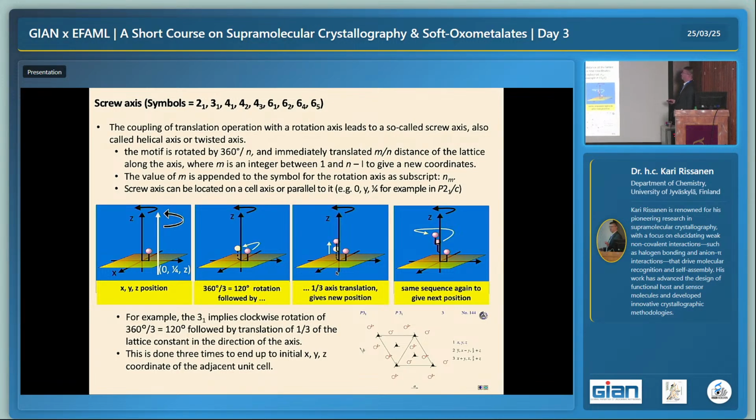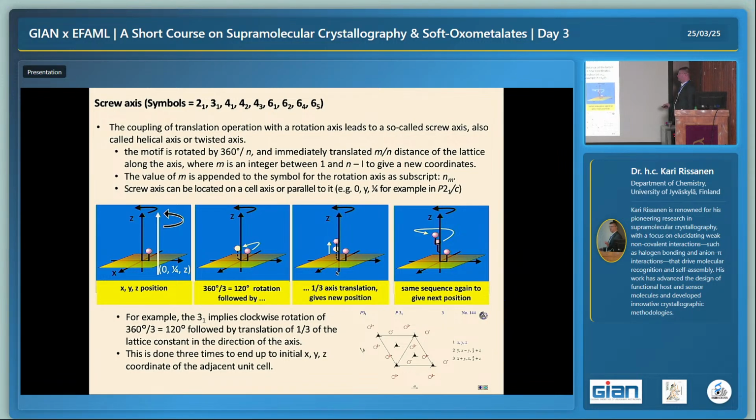And now what is there is this coupling of a translational element with rotation, which leads to the so-called screw axis, which is a helical axis also. The motif is rotated first, by 360 divided by n, whatever the n here is, and then immediately translated m over n distance in the lattice. And here is an example for this. This is a very nice example.